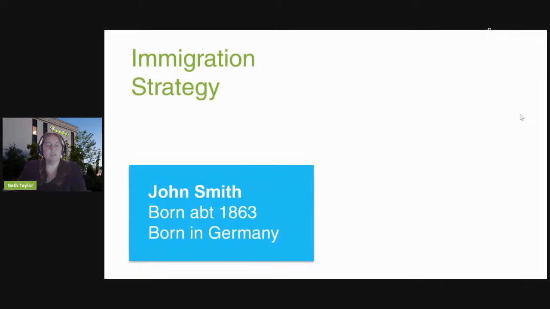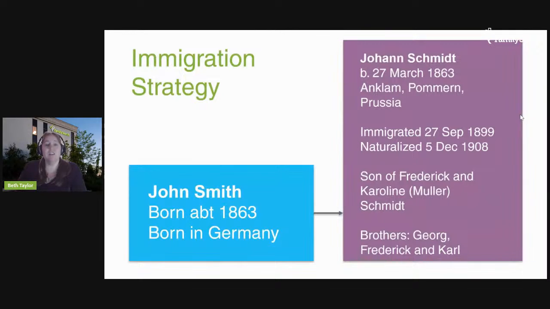So when you want to start researching in another country like Germany or Sweden or England or Mexico or China, wherever you are trying to find your ancestors, make sure that you've exhausted the resources in the US and that you have a lot more detail. So if instead of saying I'm looking for John Smith, born around 1863 in Germany, I said I'm looking for Johann Schmidt, who was born the 27th of March in a specific town in Prussia, and I have an immigration date and a naturalization date, and I know his parents' names, and I have a couple of brothers' names, when I start looking at records in Germany, I'm going to know that I found the right John Smith because, you know, the name you're looking for might be really common.